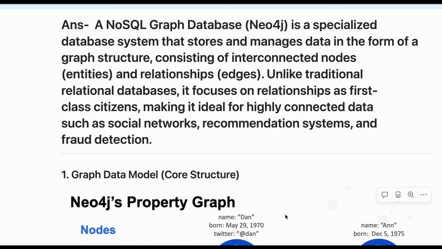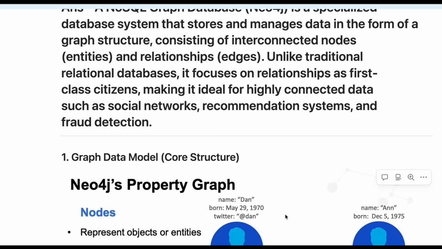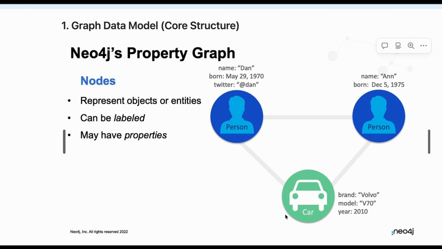Now let us understand the core structure of the graph database. First, node, which represents real world entities like employee, customer, or product. Each node can have a label and properties. Second, relationship. A relationship connects nodes and represents how they are related. They are also directed and can also have properties. Third, properties. These are key-value pairs stored in the nodes and relationships, for example, name and age. Fourth, path. A path is a sequence of nodes and relationships used to traverse the graph.